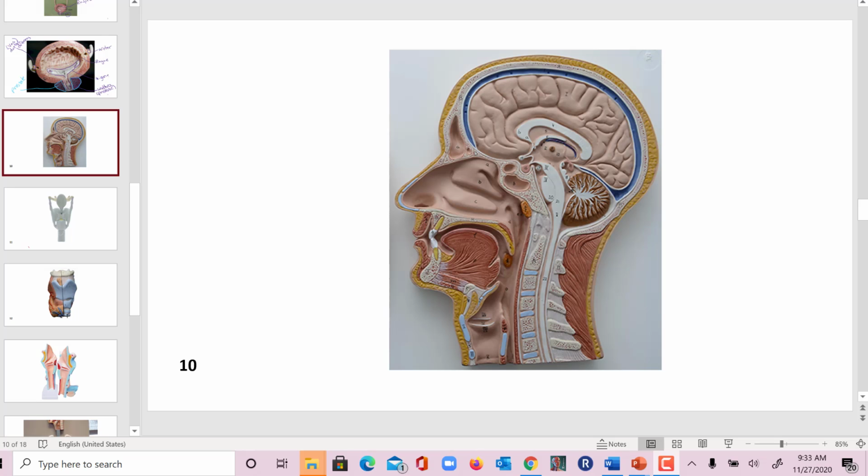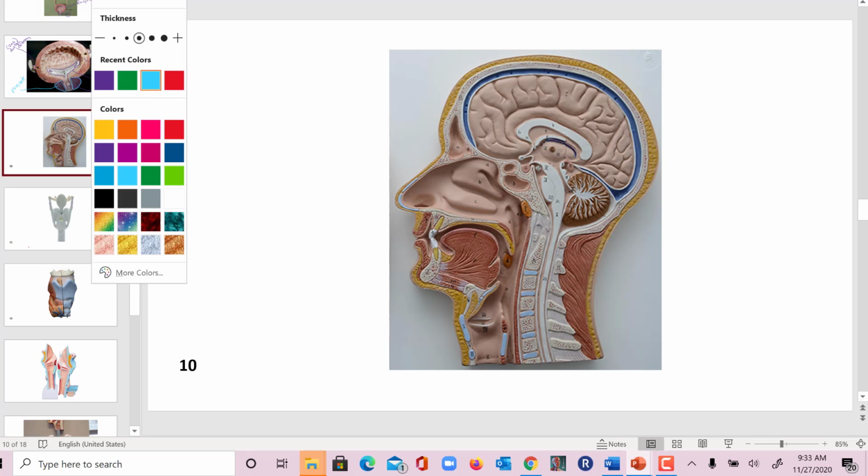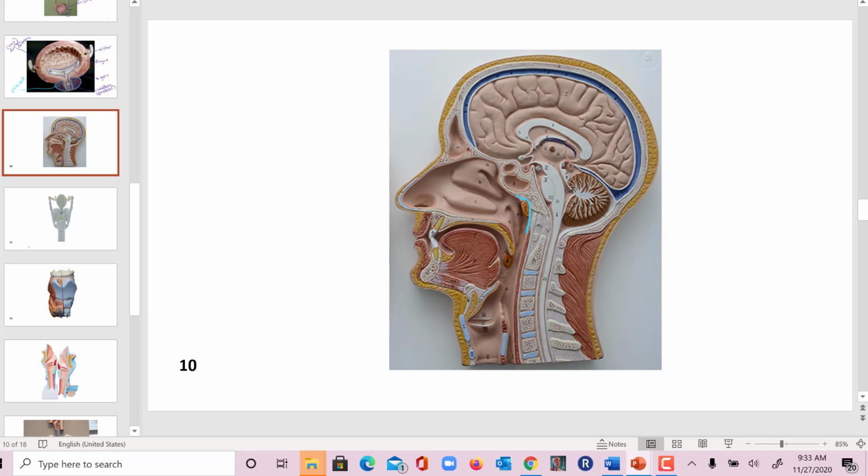Some of these structures in the respiratory system will also apply for the digestive system. For example, in the digestive system, you learned about the different regions of the pharynx. So we're going to do them again. Let's start with the regions of the pharynx. This region here, behind the nasal cavity, is the nasopharynx.